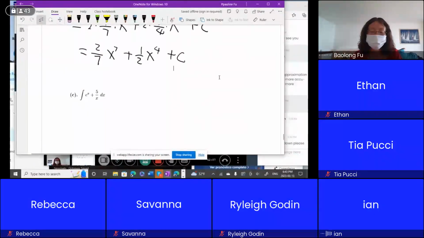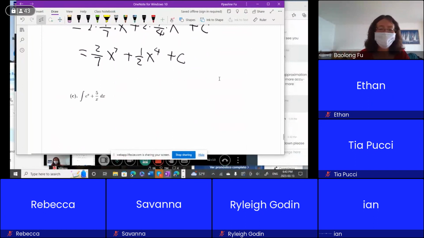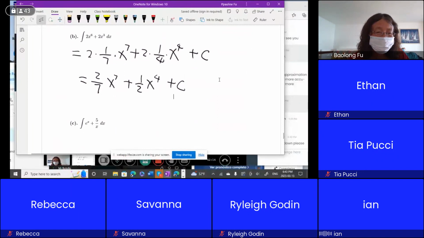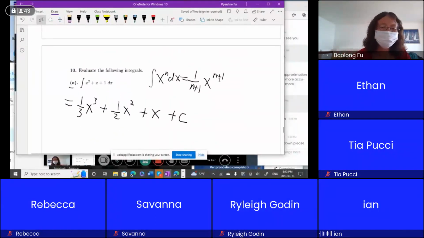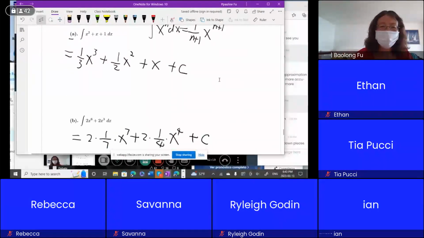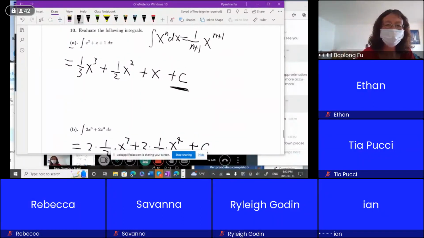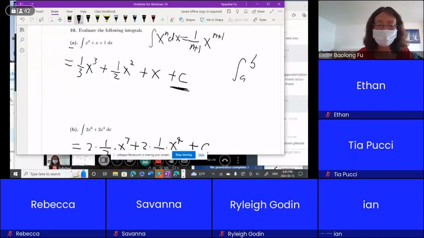A question: for these integrals, it doesn't have an A and B on it, so would that be accepted as the final answer? The final answer without A and B must have the plus C. Yes, we call this kind of integral an indefinite integral. If you have A and B, that is a definite integral. Without A and B, it is an indefinite integral.